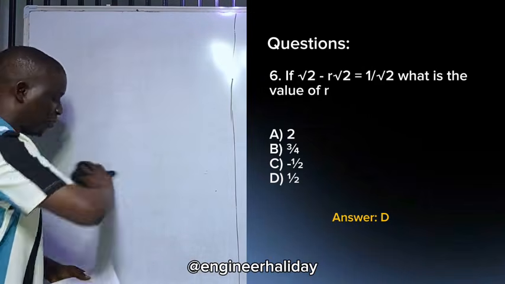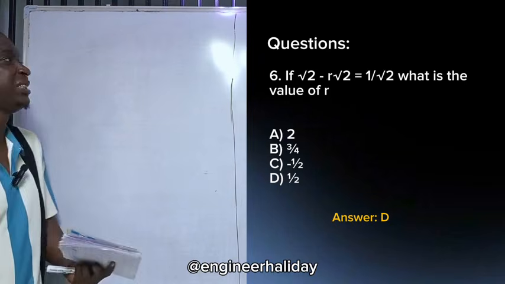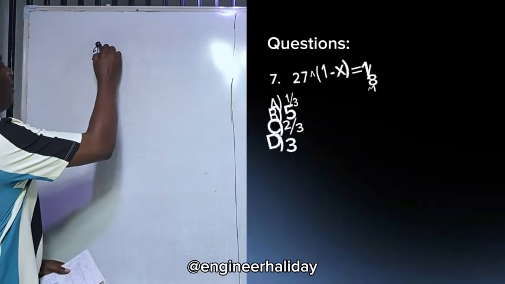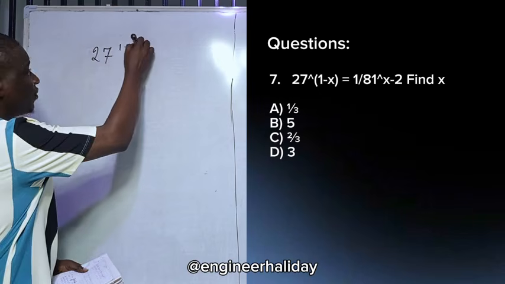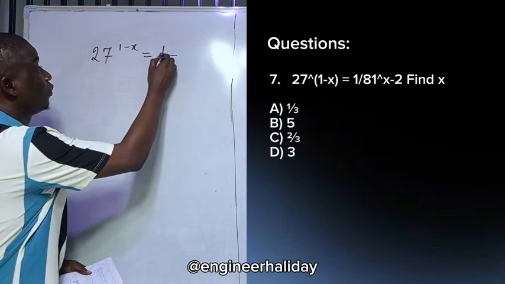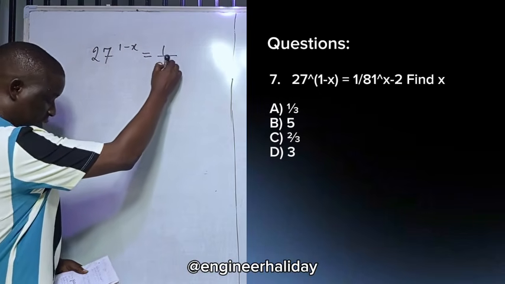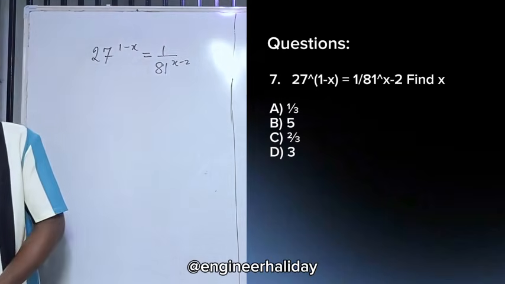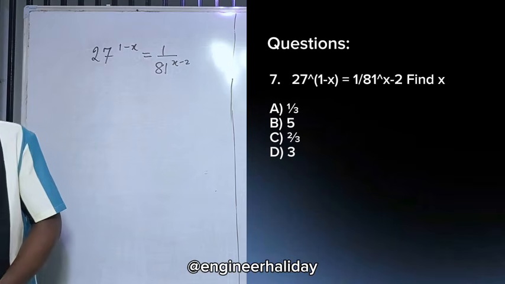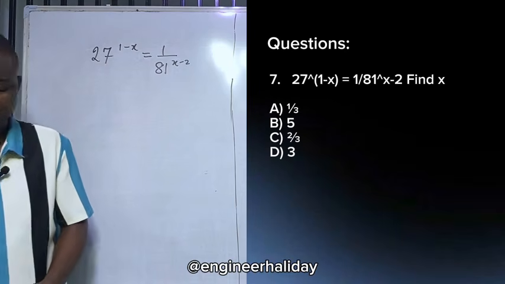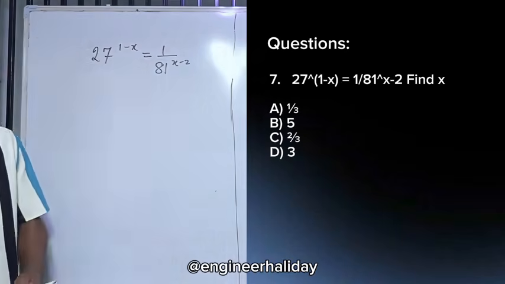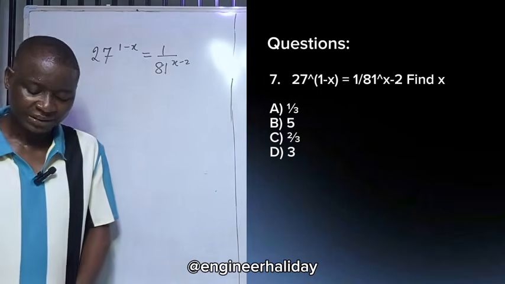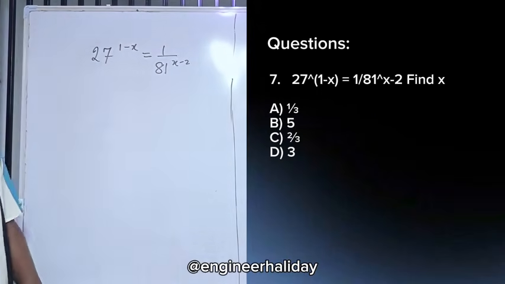Now let's go to number 7. Number 7 is still talking about indices: 27 raised by 1 minus x equal to 1 over 81 raised by x minus 2. Option A, 1 over 3. B says 5. C says 2 over 3. D says 3.